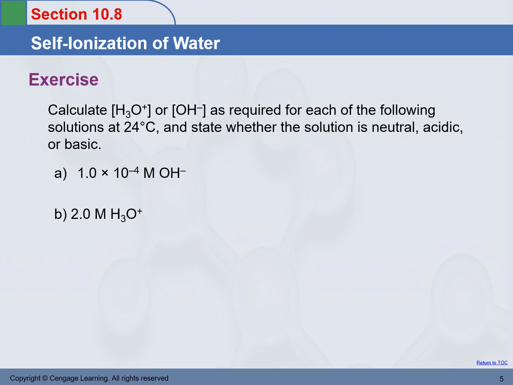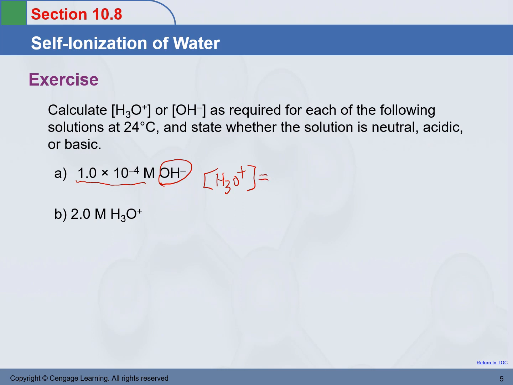Exercise: calculate the hydronium ion or hydroxide ion concentration as required for each of the following solutions and state whether the solution is neutral, acidic, or basic. All right, let's look at the first one. The first one, hydroxide ion concentration is given. So we are asked, in this case, to get the hydronium ion concentration.